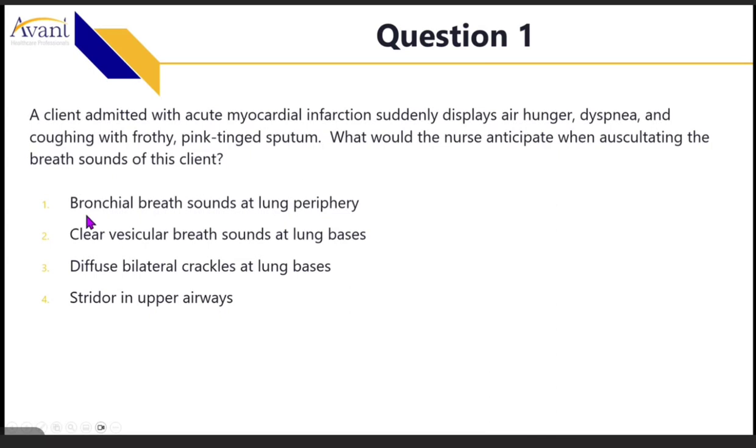Would the nurse anticipate hearing bronchial breath sounds at the lung periphery, clear vesicular breath sounds at the lung bases, diffuse bilateral crackles at the lung bases, or stridor in the upper airways?